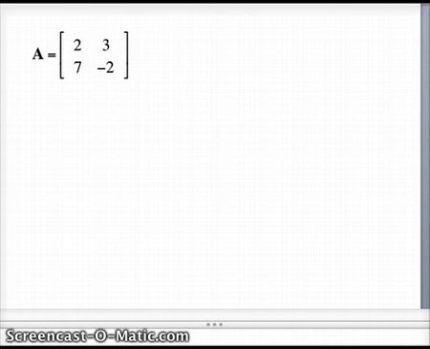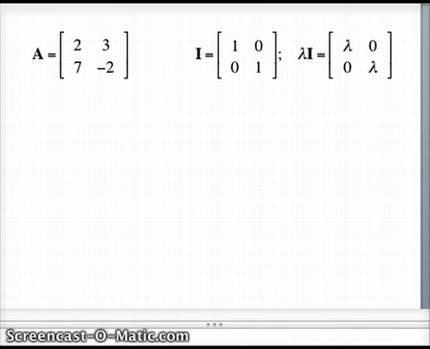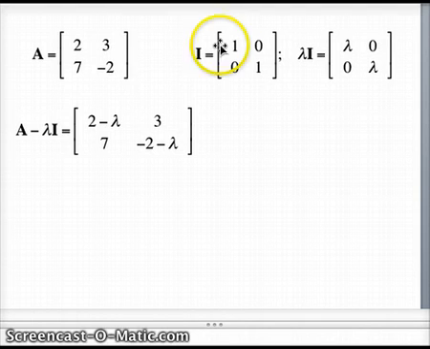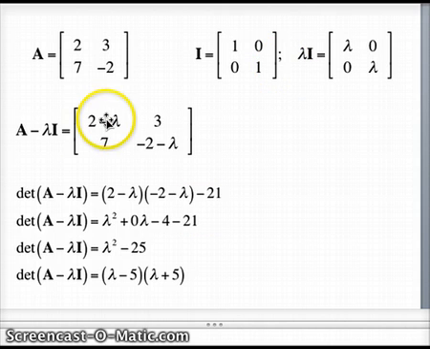All right, let's do one more of these. So there's our A, there's I and lambda I, and we need A minus lambda I. So 2 minus lambda, 3 minus 0, 7 minus 0, negative 2 minus lambda. I need the determinant of this. So 2 minus lambda times negative 2 minus lambda minus 3 times 7. Lambda, lambda squared. 2 lambda minus 2 lambda is 0 lambda. 2 times negative 2 is negative 4 minus 21.